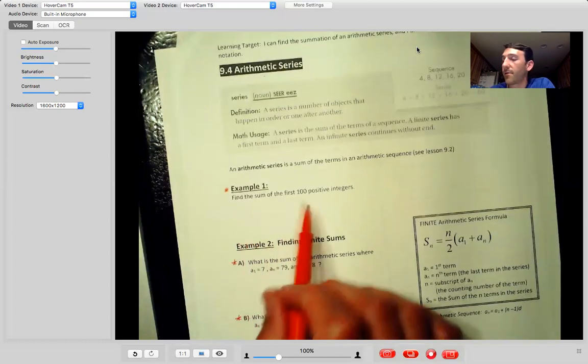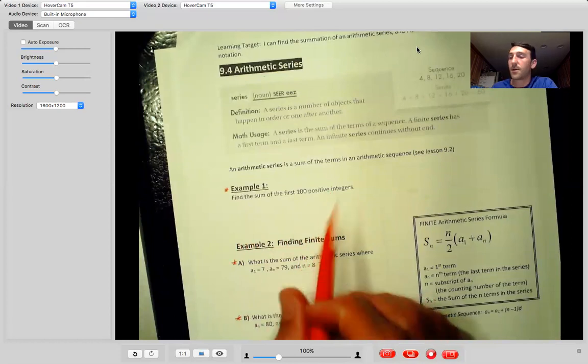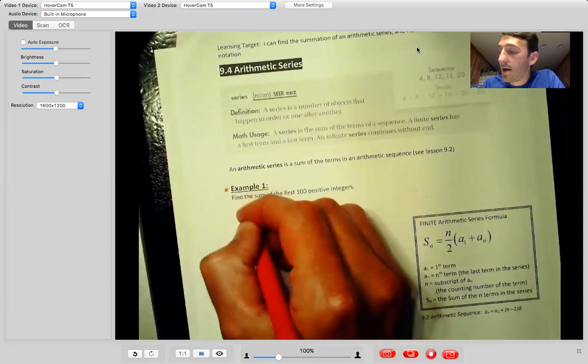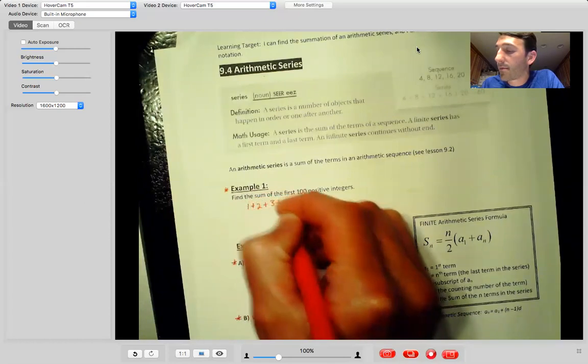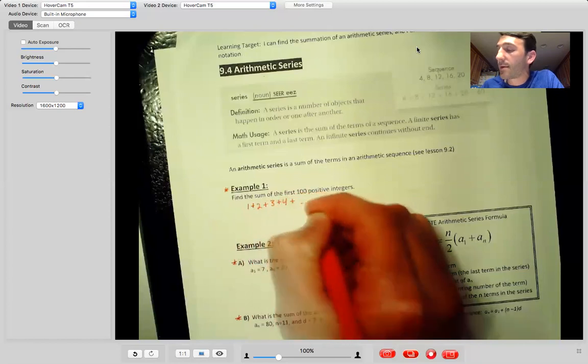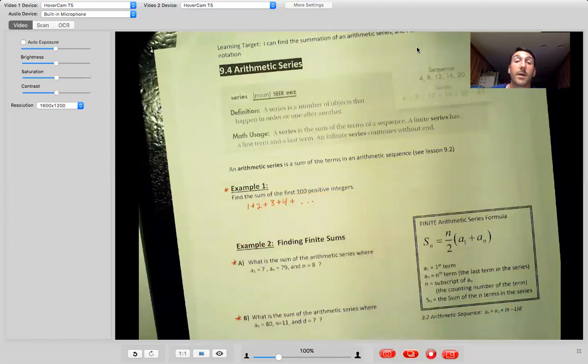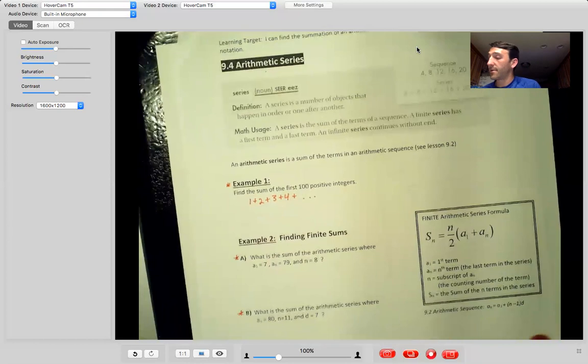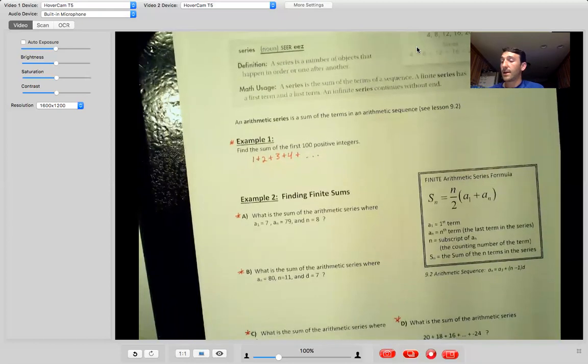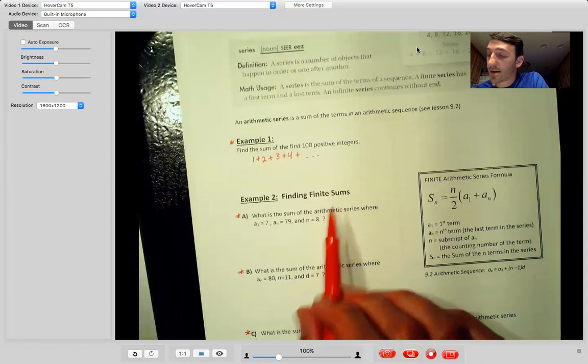Find the sum of the first 100 positive integers. What we're trying to do is find the sum of 1 plus 2 plus 3 plus 4 plus, and you see that would be a lot of typing in your calculator. So we're going to learn how to do that in a mathematically better way. Getting into that, finding finite sums.